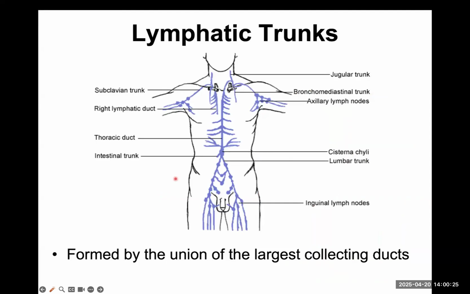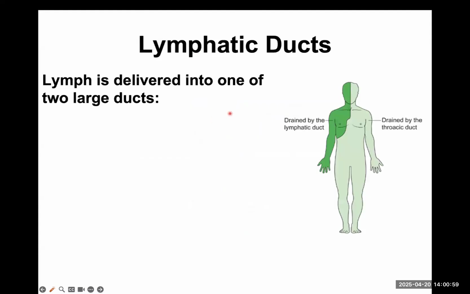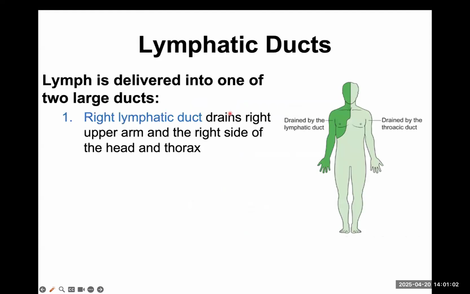So this is what your lymphatic trunks and ducts look like. You've got this big one down here. This one is called the cisterna chyli. Cisterna chyli. And then you have the thoracic duct. In this area, that's your thorax. You have your right lymphatic duct here. And you'll have your inguinal lymph nodes on the bottom. You also have some axillary lymph nodes. So the big one here is on the right and left. The right lymphatic duct drains the right upper arm and the right side of the head and thorax.